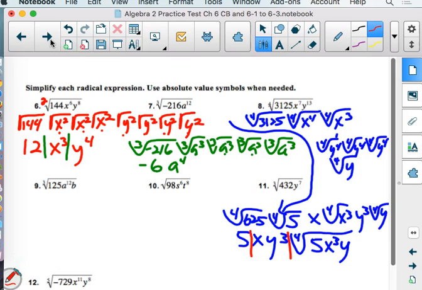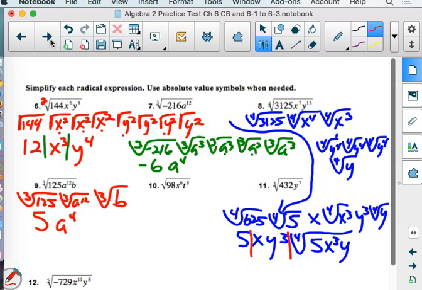Cube root of 125. Cube root of a to the 12th. Cube root of b. What's the cube root of 125? 5. That worked out pretty nice. Now instead of writing them all out, can you tell me what the cube root of a to the 12th is going to be? A to the 4th. Yeah, you can use division.